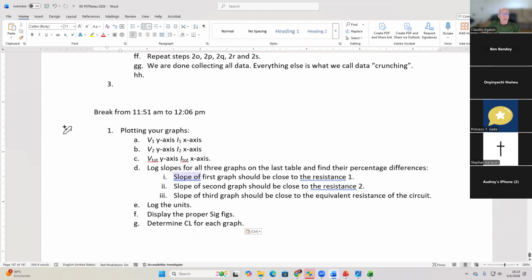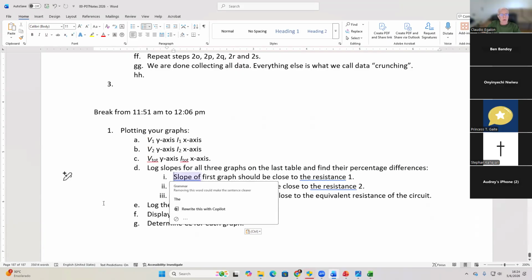I'm doing V1 versus I1. V1 along the y-axis, I1 along the x-axis. It doesn't matter if it's V1, V2, or V total here. Here, I'm asking you to do V2 versus I2. But again, it doesn't matter if you plot V1 or V total here. And the same thing here. Why is that? Because V1, V2, and V total should be very close to each other.